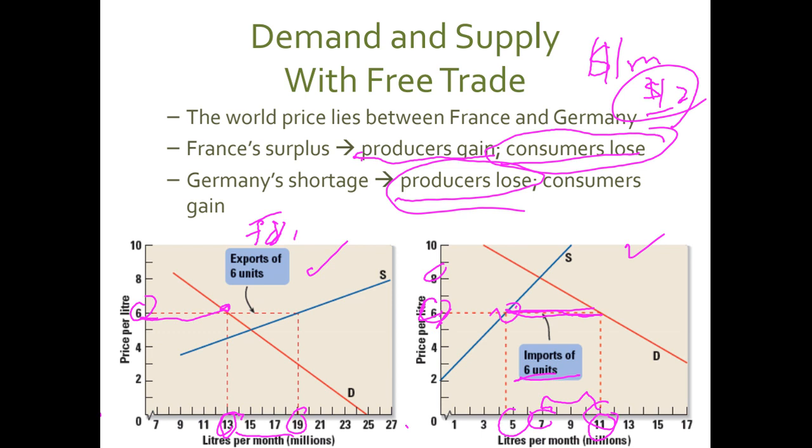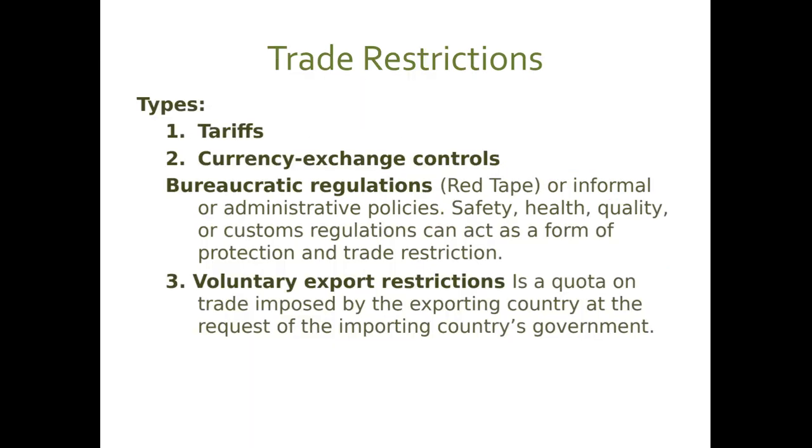So if losers are powerful, then government actually puts restrictions. And these are the 4 types of restriction: tariffs, currency exchange controls, bureaucratic regulations, and voluntary export restrictions. So let me stop here. It's too much for this session. Not too much, but you have to digest. I'm not saying too much in terms of time, I'm saying too much in terms of content that we covered.